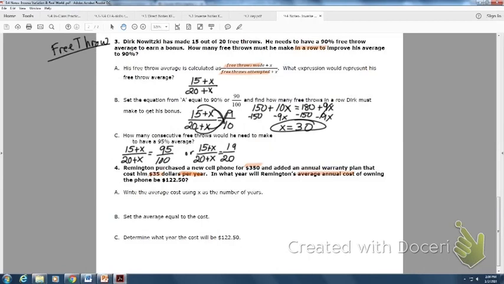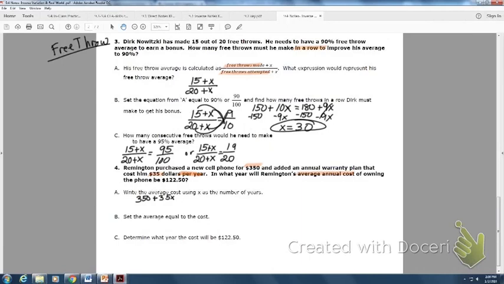So on A, it asks to write the average cost using x as the number of years. So if I'm just going to write the cost, not the average annual cost, this thing cost him $350 plus he's putting $35 per year onto this thing. So if he only had it for the first year, then he spent $385 on it. If he had it for 2 years, 35 times 2 is 70. 350 plus 70 is 420.